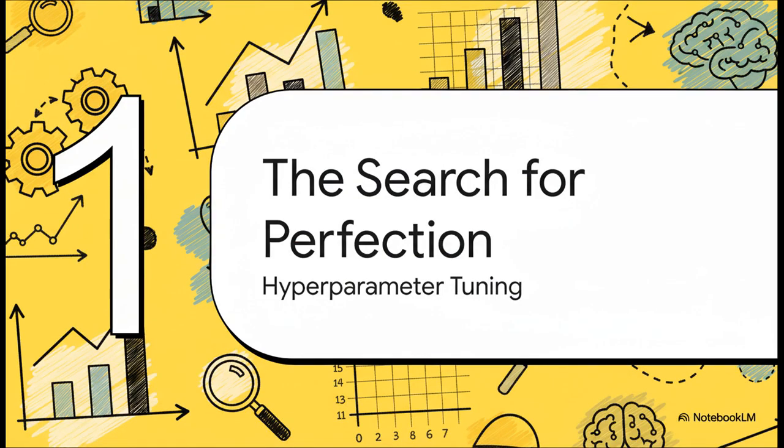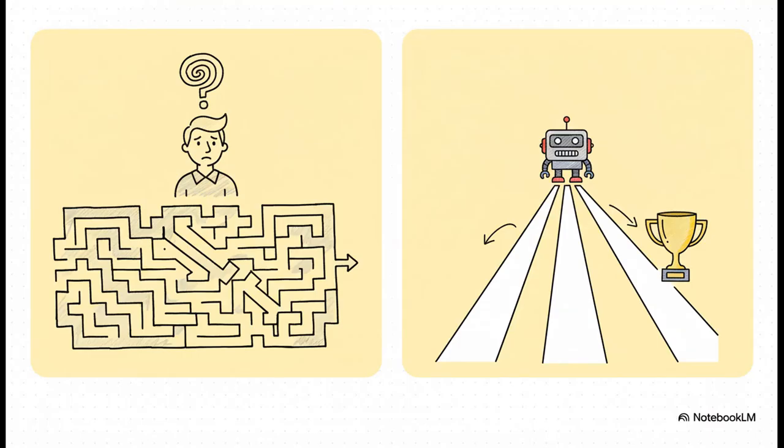See, your model might be pretty good right out of the box, but we don't want good, we want great. And that means finding the absolute perfect recipe of settings, the hyperparameters, that unlocks its peak performance. Now, the old way of doing this, it was a nightmare. Just endless trial and error. You'd spend hours, maybe even days, just tweaking settings, rerunning your training, and basically just guessing, hoping you'd get lucky.